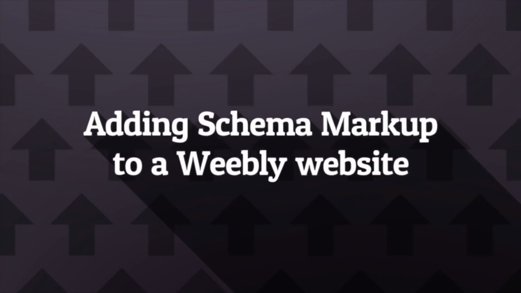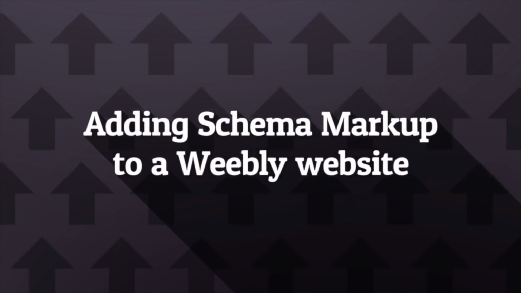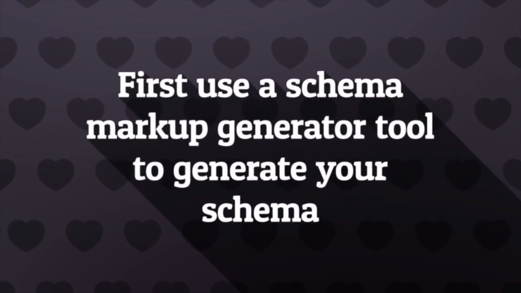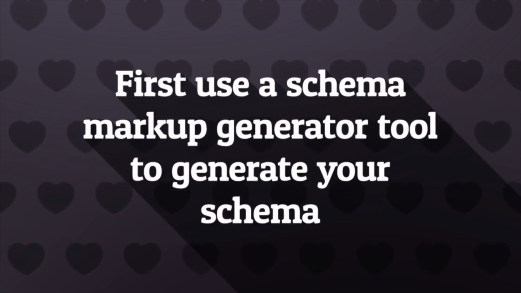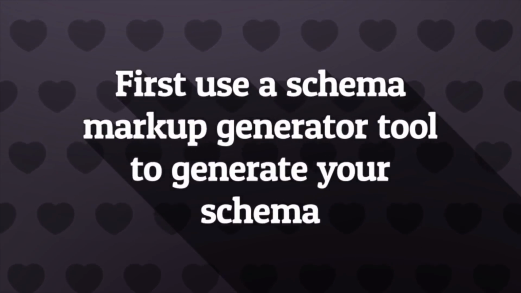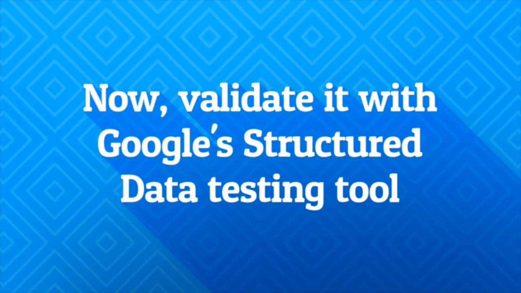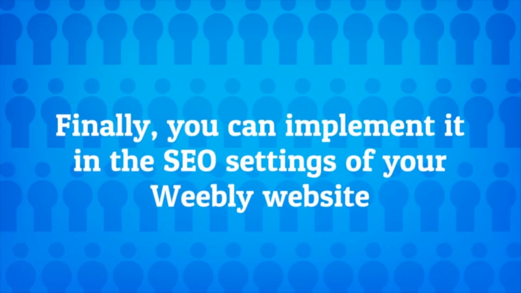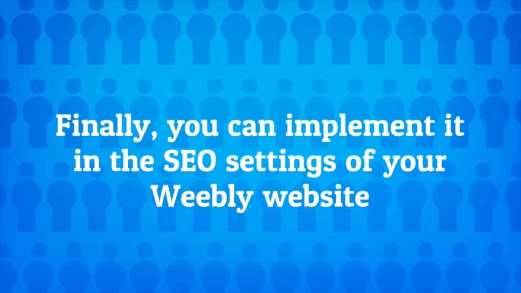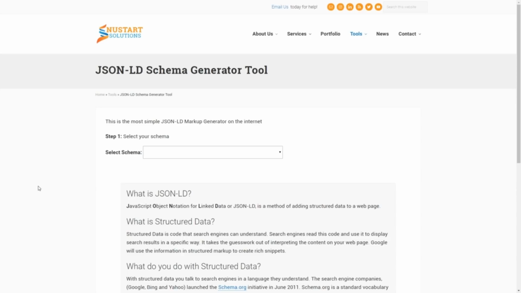Adding schema markup to a Weebly website. First, use a schema markup generator tool to generate your schema. Now validate it with Google's structured data testing tool. And finally, you can implement it in the SEO settings of your Weebly website. Here is a great schema generator tool. Now the link for this will be in the resources section of this video.